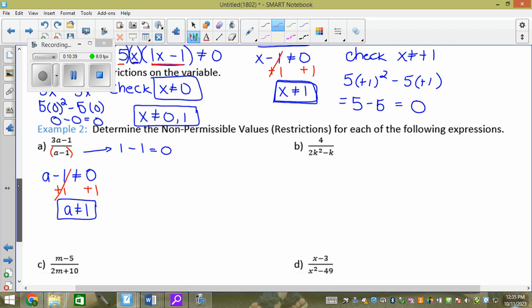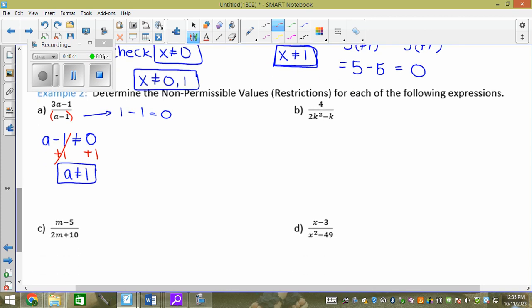Okay, let's look at B. Do I care about the 4 in the numerator? Do I care about the numerator at all if I ask you for non-permissible values? No. I care about the denominator. Is it attached by a minus sign? Yes. So I put brackets around it. Now, can I go and say 2k squared minus k can't equal 0? Yeah.